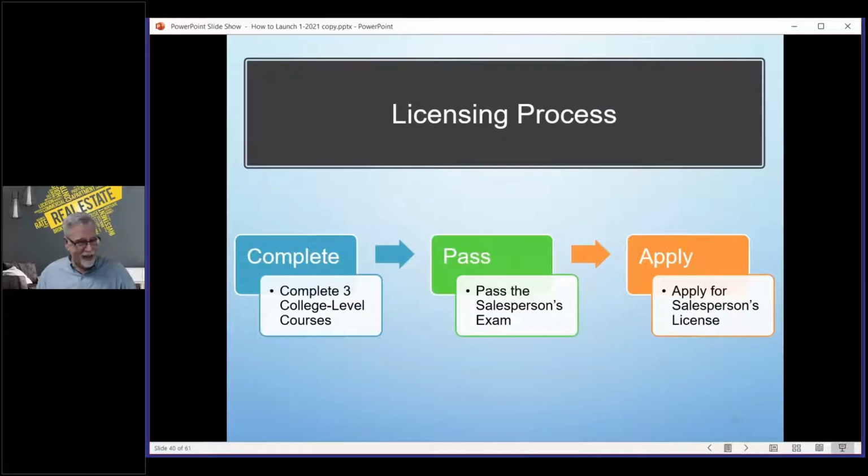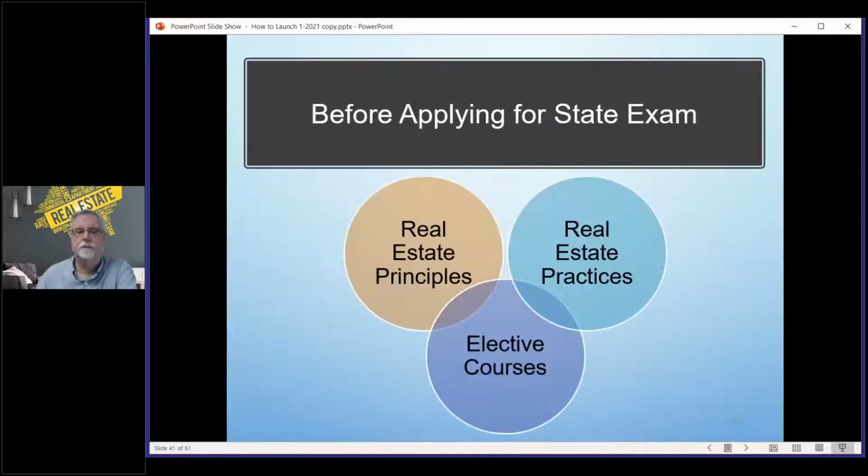Second, you have to pass a test given by the California Department of Real Estate. Those are 2 separate things. And then once you pass the test, completed the 3 college courses, you can now apply to get a license.